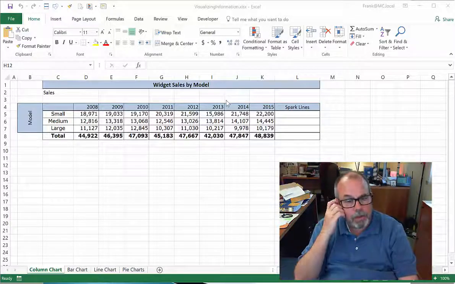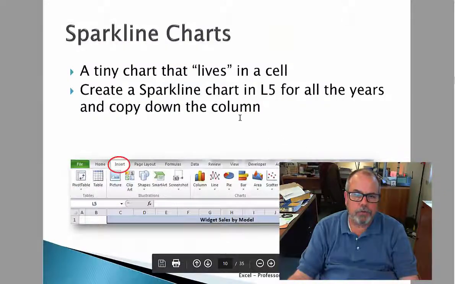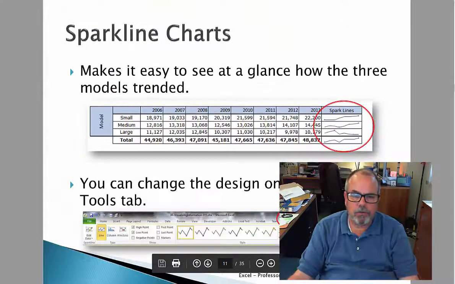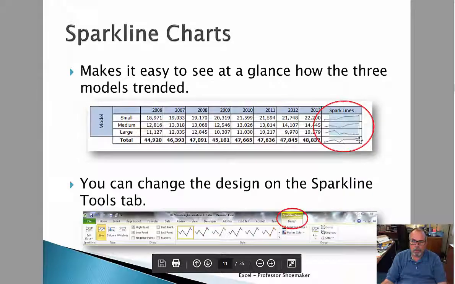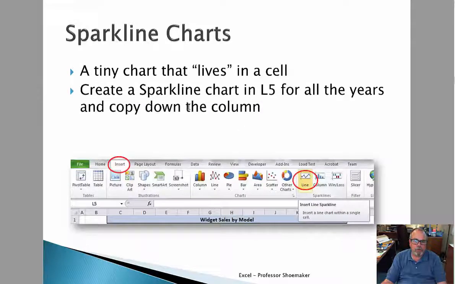So here we go with Sparklines. A Sparkline is a tiny, tiny chart that actually lives inside of a cell. It looks like this here when we're done. It's just a tiny little chart that lives in a cell. So let's see how we go about inserting a Sparkline.